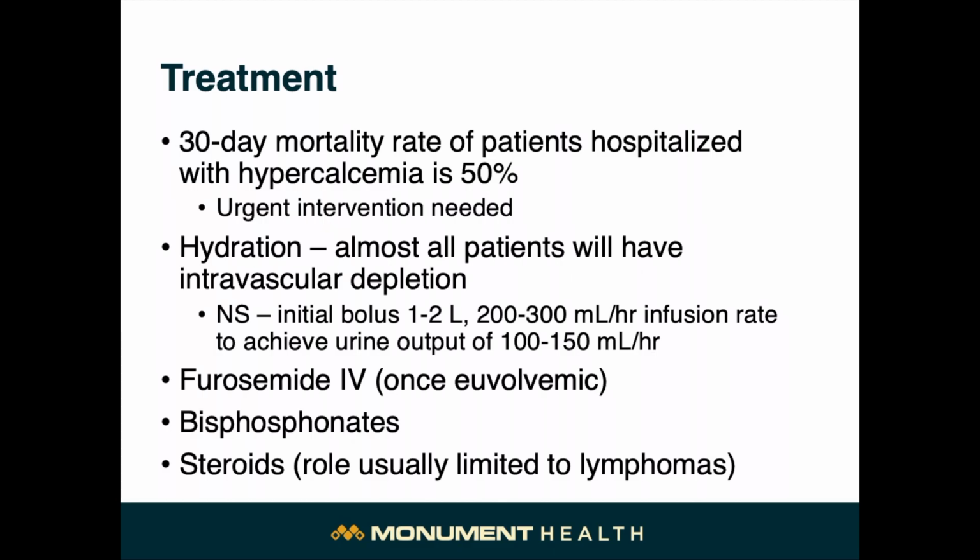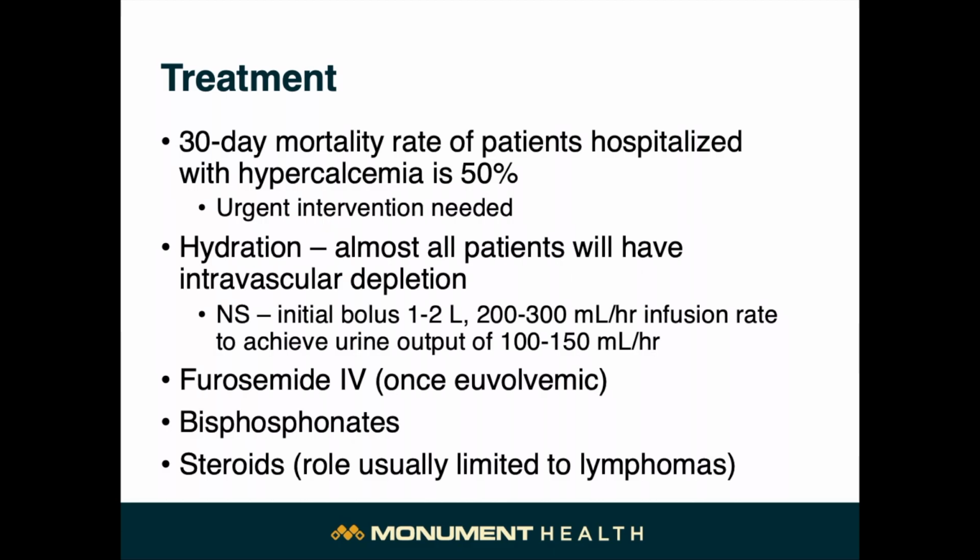For starters, hydration is going to be important, as almost all of these patients will have intravascular depletion. This can be achieved with normal saline, an initial bolus of 1 to 2 liters, followed by an infusion of 200 to 300 mL per hour to achieve a urine output of 100 to 150 mL per hour. Once the patient is euvolemic, IV Lasix can be utilized, and this is initiated to promote calciuresis. Of note, thiazide diuretics should be avoided as they increase calcium reclamation from the urine.